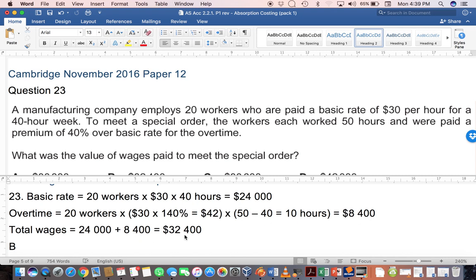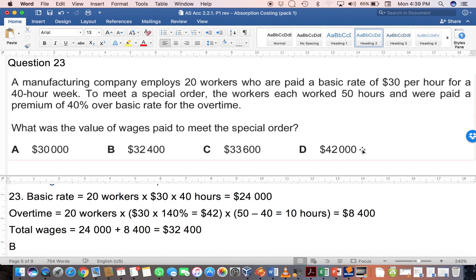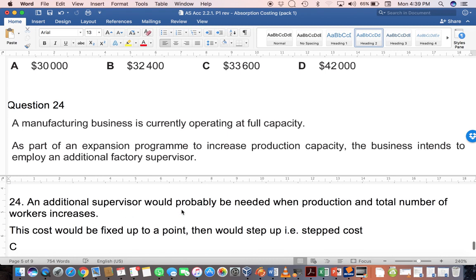The total wages, therefore, would have been the normal time of 24,000 plus the overtime of 8,400 to get $32,400 as the total wages for that special order, and you would choose B.